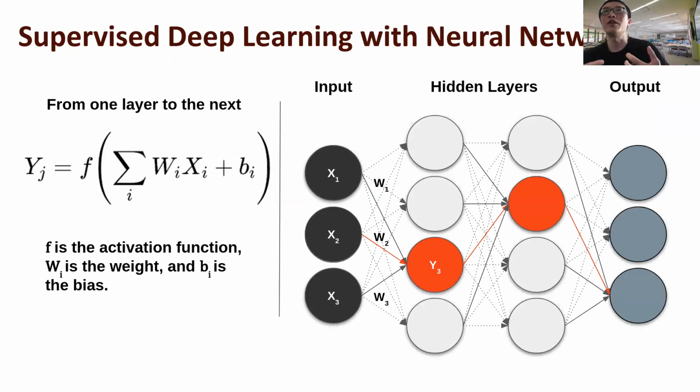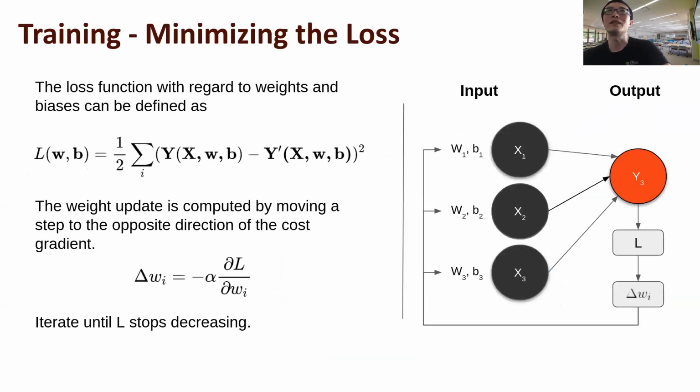Even though it's a very simple function, using this activation function you can have a long nonlinear function constructed to map your input to output, which is actually one of the main reasons why this neural network is so expressive. And we'll talk a bit more about that in a second.